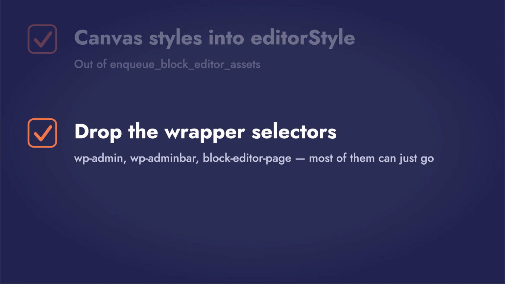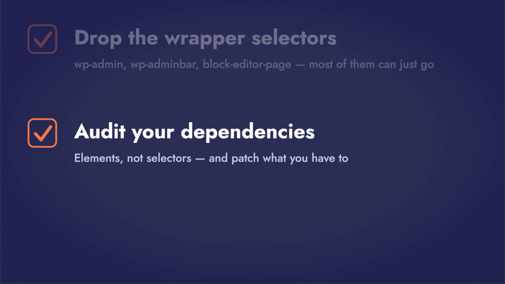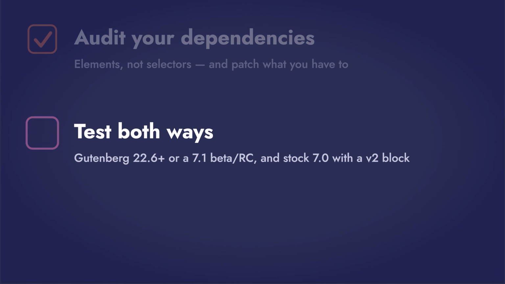Check your editor CSS too. wp-admin, wp-admin bar, block-editor-page. Those selectors describe a document your block doesn't live in anymore, and most of them can just go. Audit your dependencies, elements not selectors, and patch what you have to. And finally, test both ways.